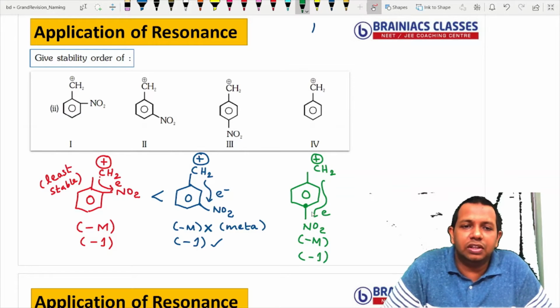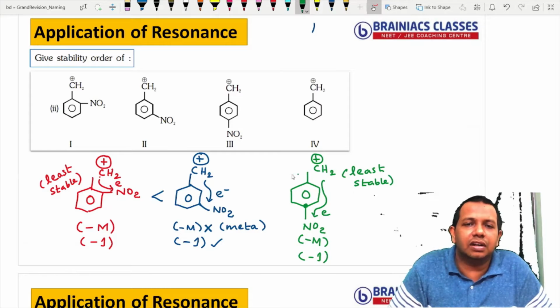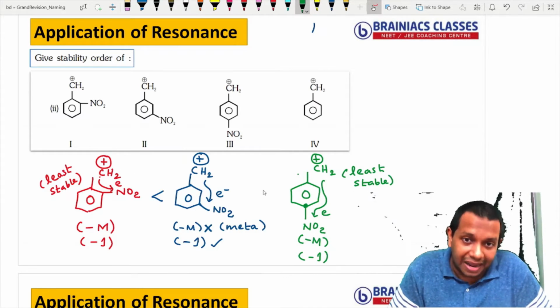So when both these two effects are there, what will it do? It is destabilizing the positive charge, so that means it is also least stable. Now a question will come: Sir, on comparing the third one with the first one, both of them you are saying least stable. Which one is maximum least stable?